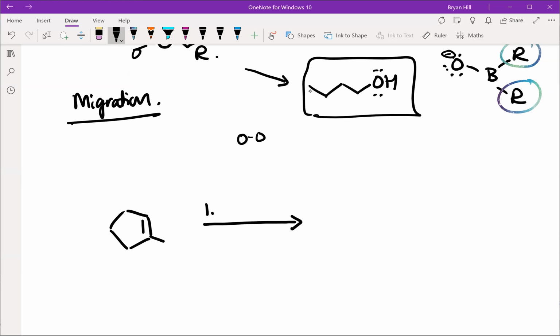So the first step would be BH3, and this is done in THF. And so now, right, I totally forgot about that.